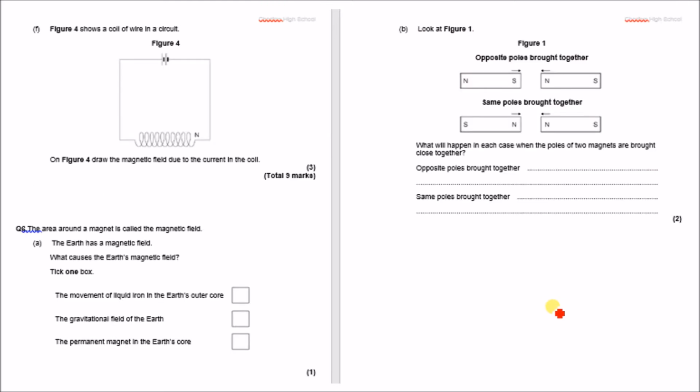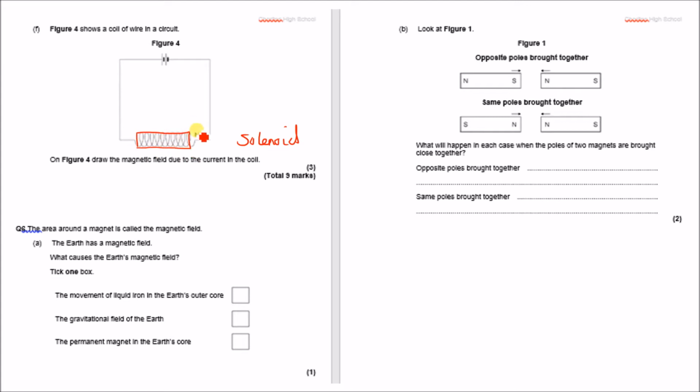Right, figure 4 shows a coil of wire in a circuit. Draw the magnetic field due to the current in the coil. So I talked about this before. When you see a coil, it's called a solenoid. And a solenoid behaves like a bar magnet.